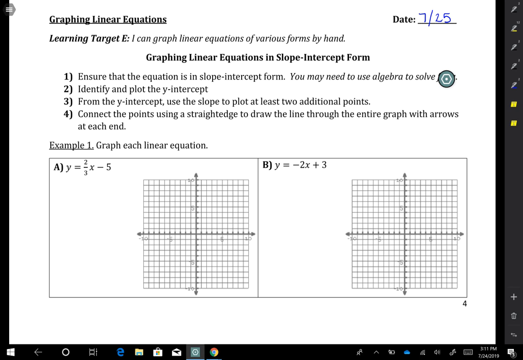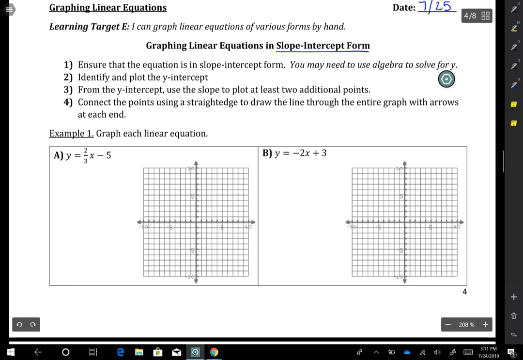Hey guys, welcome to our first video of graphing linear equations. Our learning target is I can graph linear equations of various forms by hand. In this first video, we're going to be graphing linear equations in slope-intercept form, which you guys are probably very familiar with. So remember, slope-intercept form is y equals mx plus b.